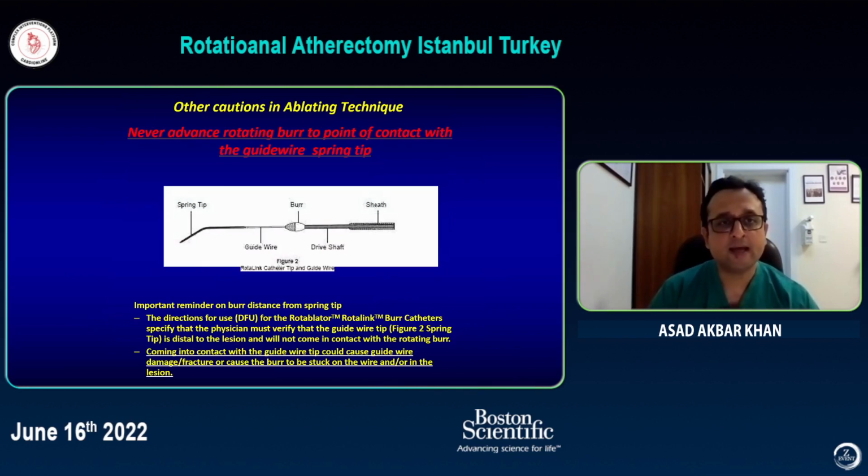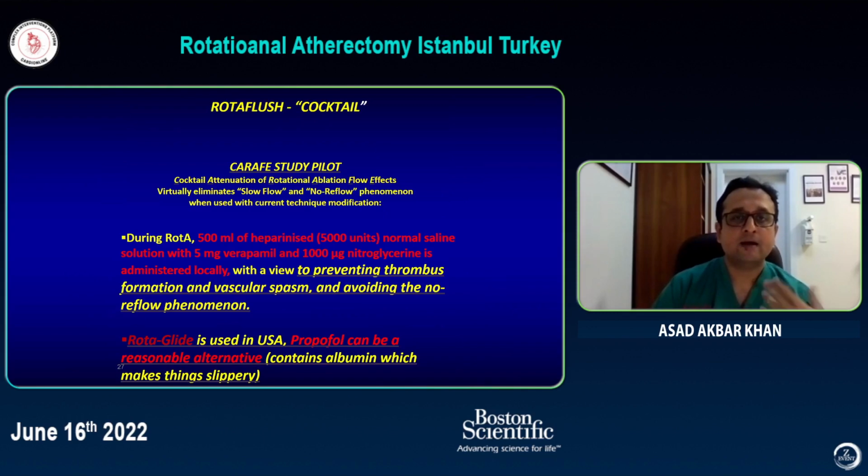Last thing about the wire is that you don't ever advance the rotating burr to the point of contact with the spring wire tip, because that's the point where it can break and cause complications, literally perforations. Even in the DFU it's mentioned, and that's something you need to avoid. Then the other thing you should always be aware of is the rota flush.